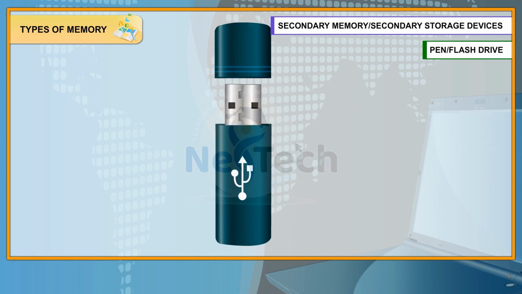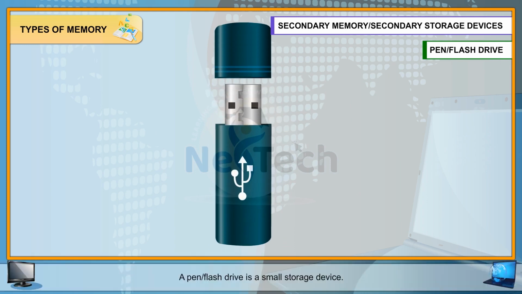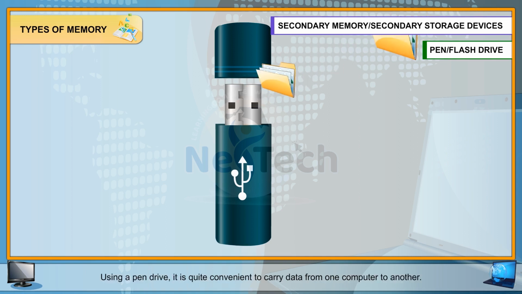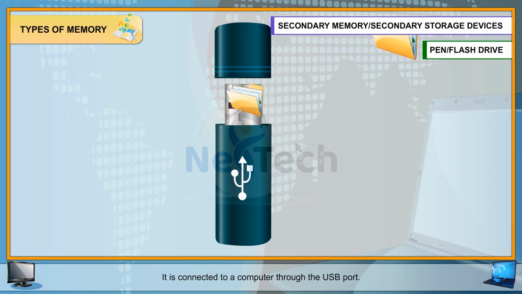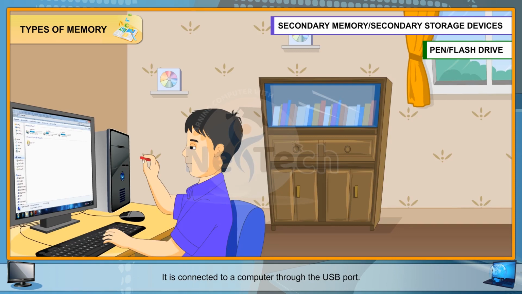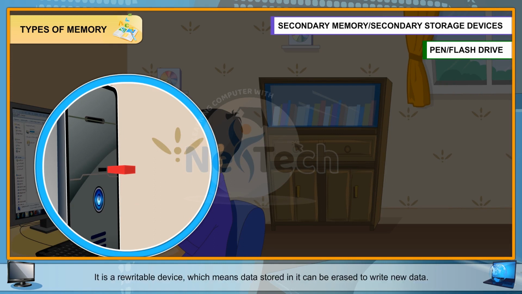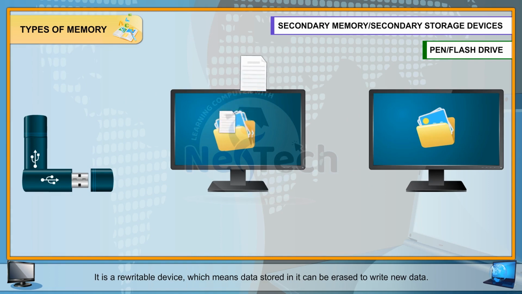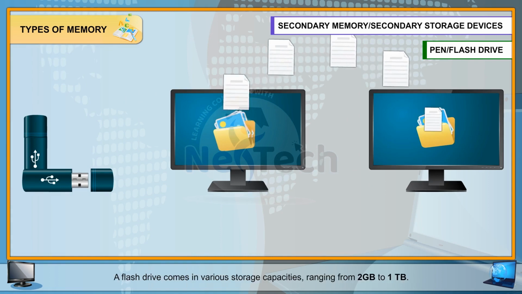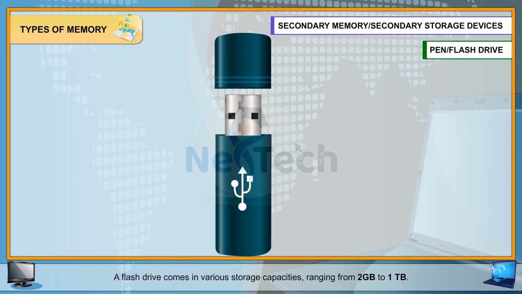Pen or flash drive. A pen or flash drive is a small storage device. Using a pen drive, it is quite convenient to carry data from one computer to another. It is connected to a computer through the USB port. It is a plug-and-play portable storage device. It is a rewritable device, which means data stored in it can be erased to write new data. A flash drive comes in various storage capacities ranging from 2 GB to 1 TB. In future, the storage capacity of pen drives can be increased to 2 TB.